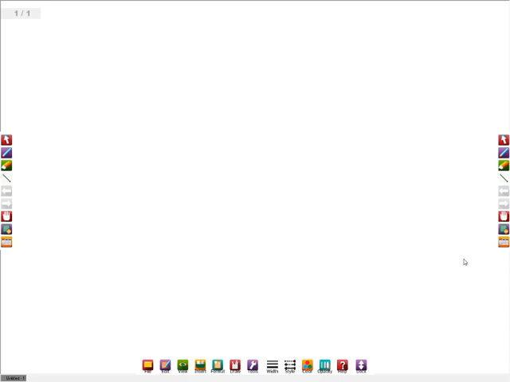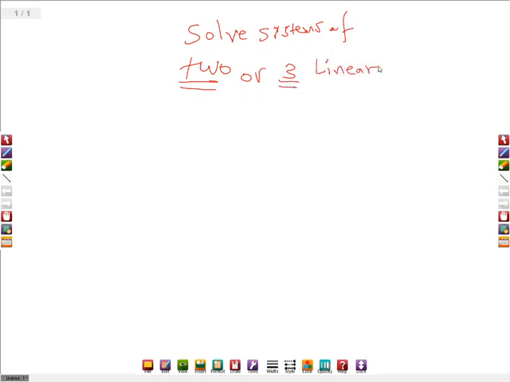Today we'll explain how to solve systems of two linear equations or three linear equations. Today is going to be the first part. Our objective is to be able to solve systems of two or three linear equations.